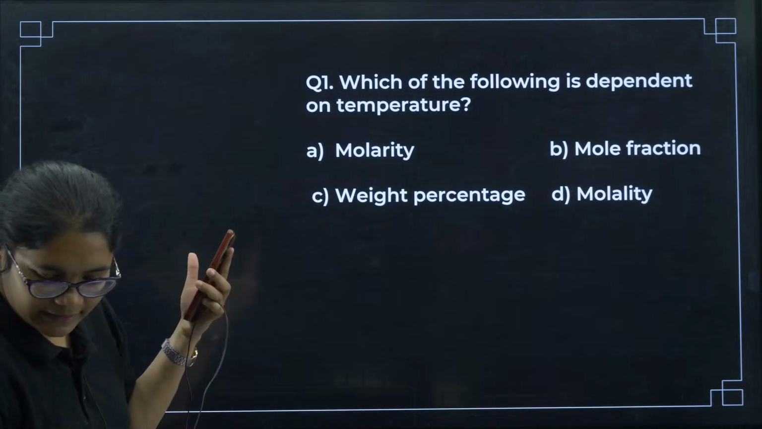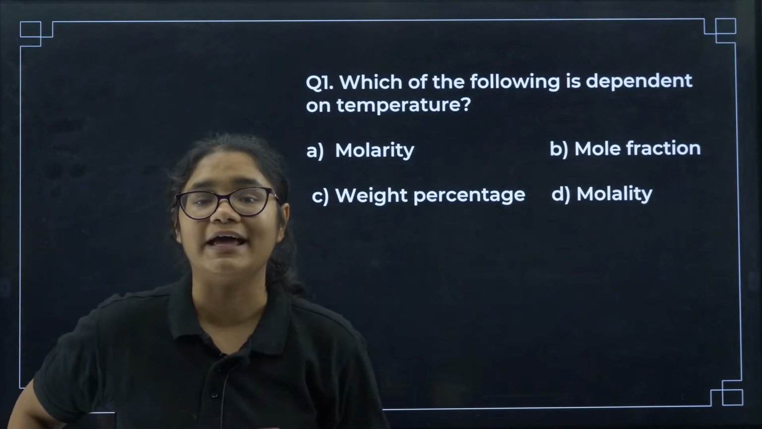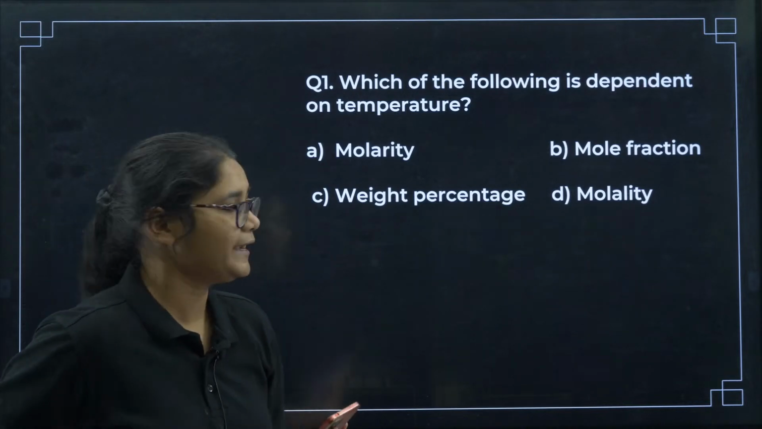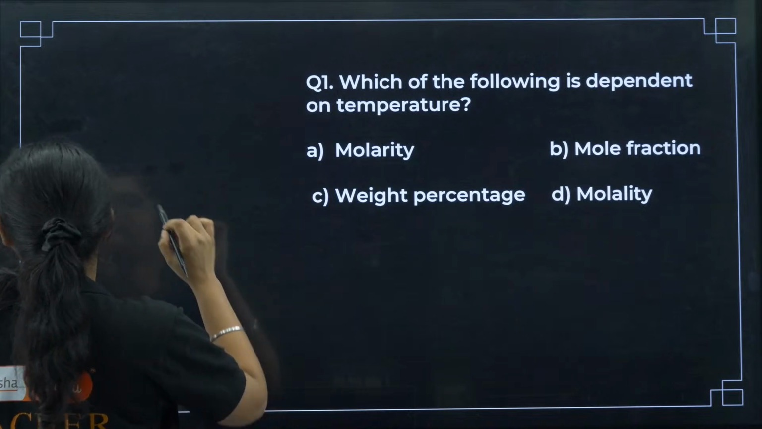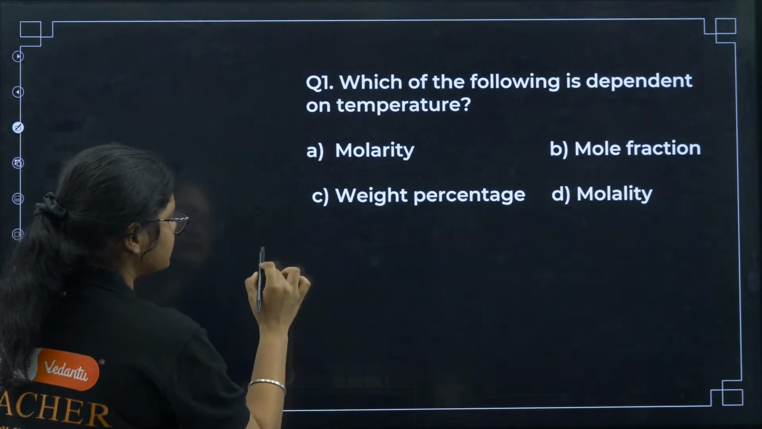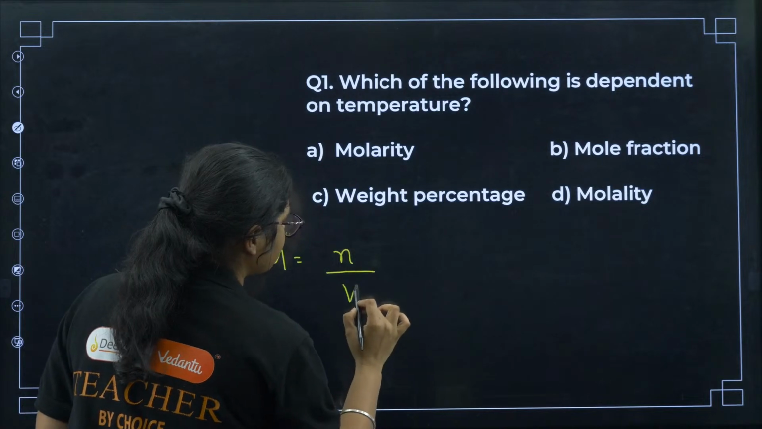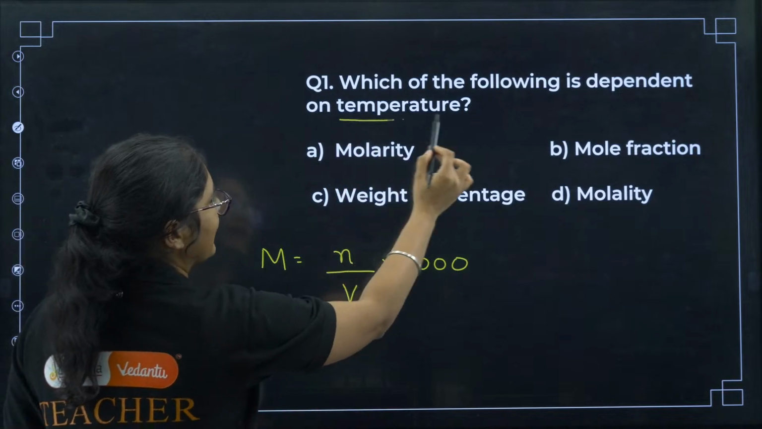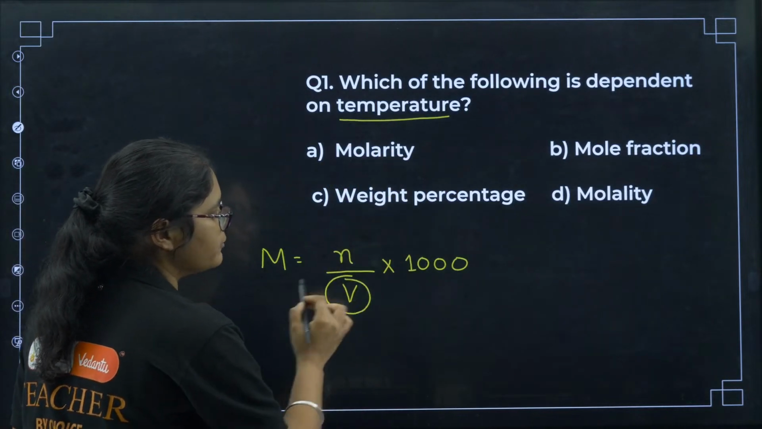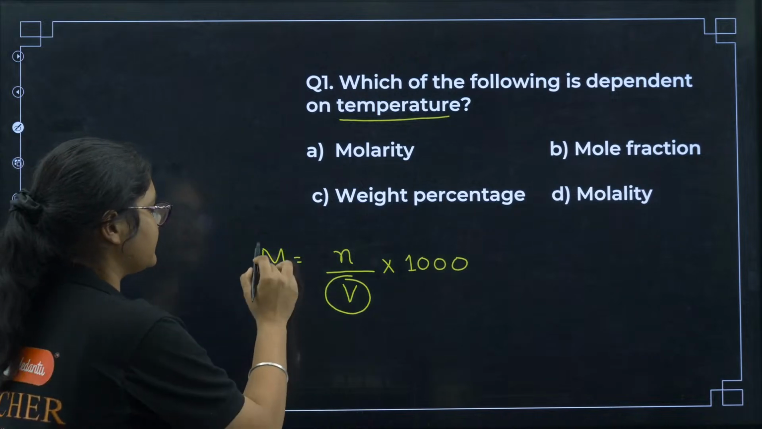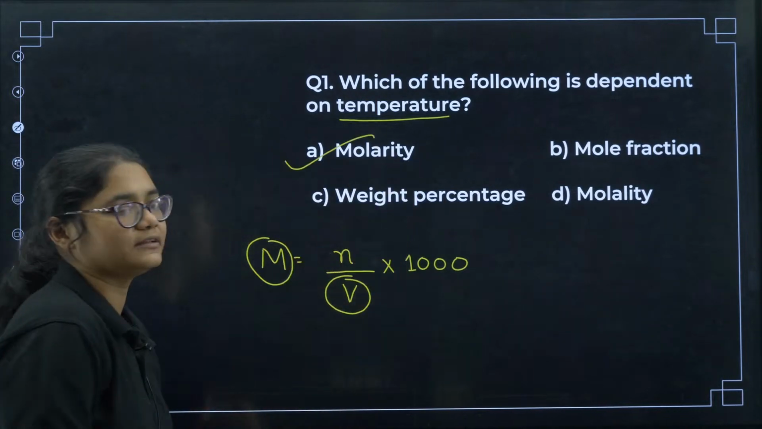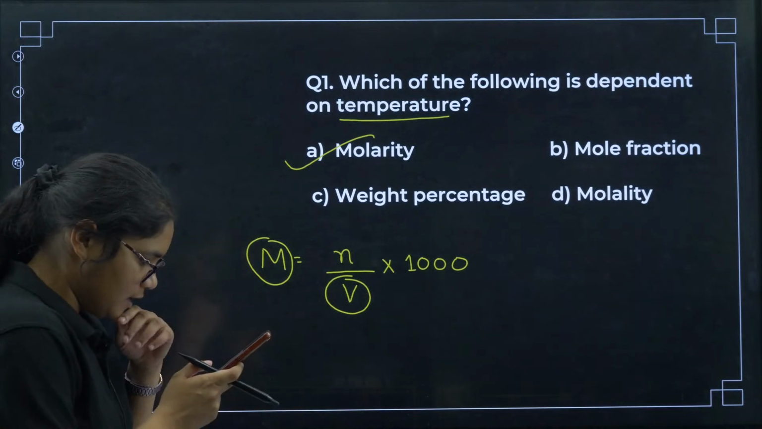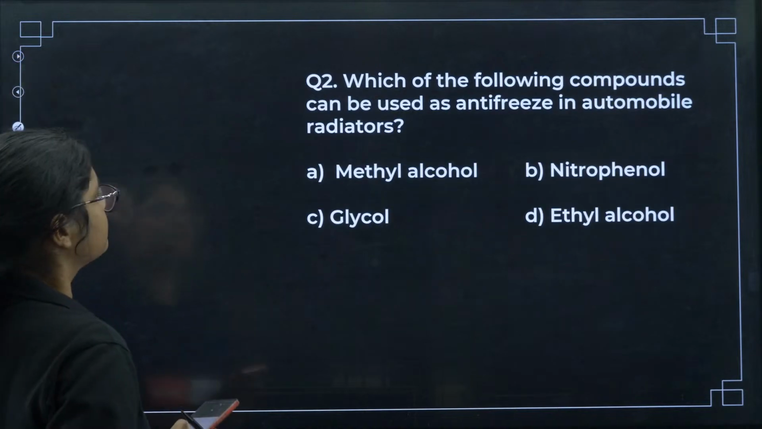Can you explain what happens? What is the formula for molarity? If you remember, molarity involves a term of volume. So molarity is equal to number of moles by volume into 1000. Now what happens when temperature increases or decreases? The volume is also affected, and if volume is affected, then molarity will also be affected. So the correct answer is option A here. I hope all of you have given the correct answer. Very good students, let's move to the next question.